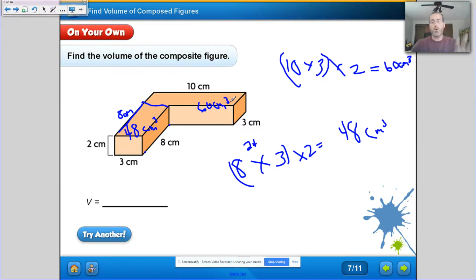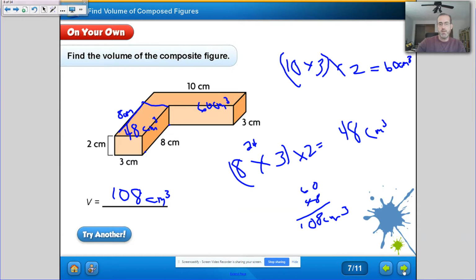So to figure out the overall volume, the composite, which means putting together, composite materials means combined, right? Composition. Some English for you, throwing some English skills at you. So we combine those. We do 60 plus 48. We've got an 8 in the ones. Yeah, 6 plus 4 is 10. That's 108 centimeters cubed for the total figure. Okay, that's how you'd find the total volume.